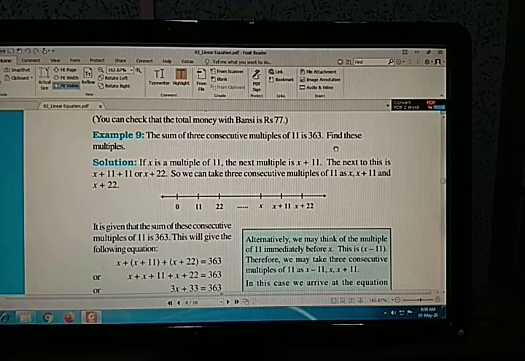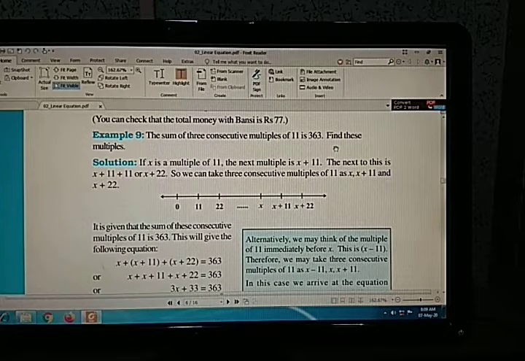Similarly here also, we don't know which are the three consecutive multiples that will give us a sum of 363. So let us consider the first multiple to be x. Now as we know, if the first multiple is x, then the next multiple will be x plus 11, because to get the next multiple we have to add 11 to it. Say 11 is the first multiple; to get 22 we have to add 11 more to it.